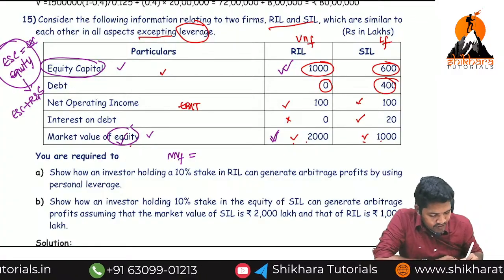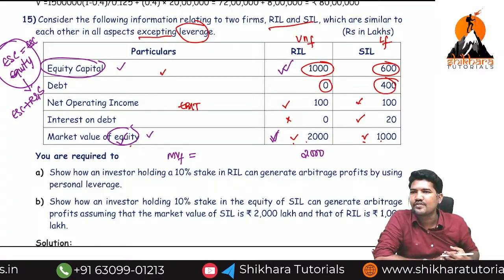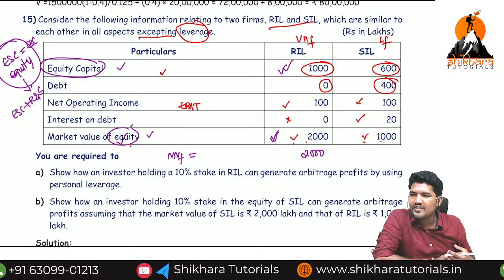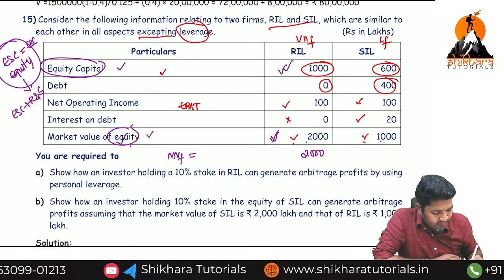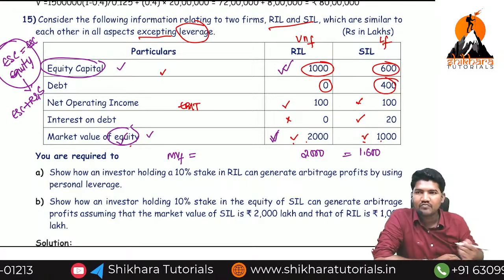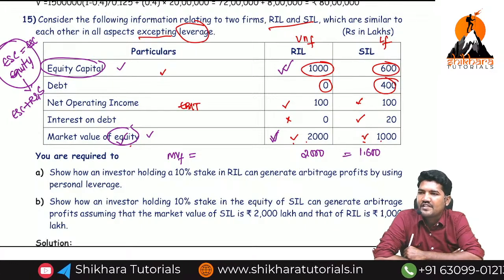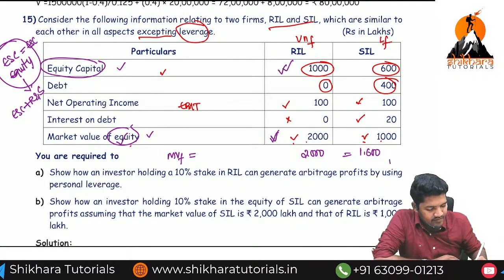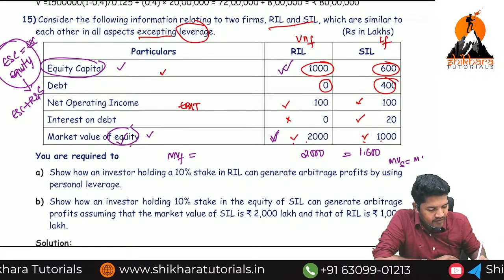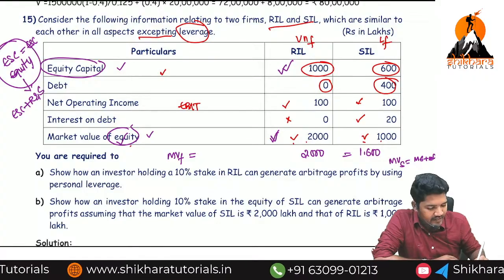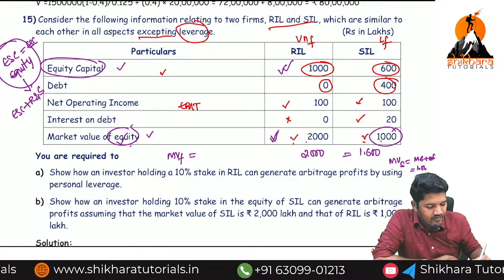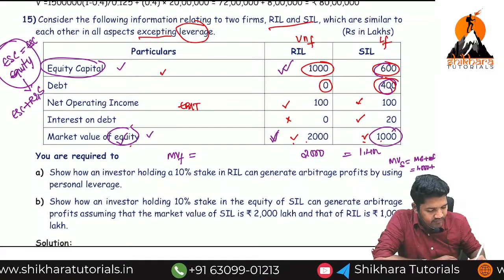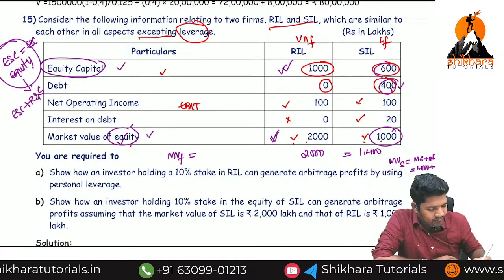Now market value of firm equals to what? 2000. Now what about the SIL market value? What about the market value of SIL? 5600. Market value of SIL equals market value of equity plus market value of debt. What is the market value of equity? 1000 plus market value of debt. Sorry, I said 400. What's the market value of debt? Now what is the total?